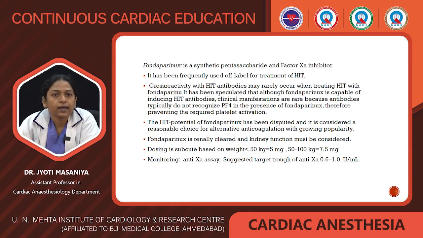Fondaparinux is renally cleared and kidney function must be considered. Usually it is administered by the subcutaneous route and the dose is based on weight. If weight is less than 50 kg, 5 milligram subcutaneous, and if weight is 50 to 100 kg, then 7.5 milligram. For fondaparinux, we monitor anti-Xa level and the target anti-Xa level is 0.6 to 1 unit per ml.